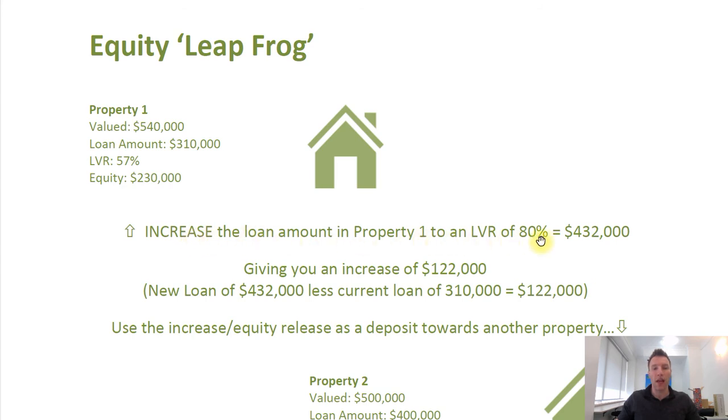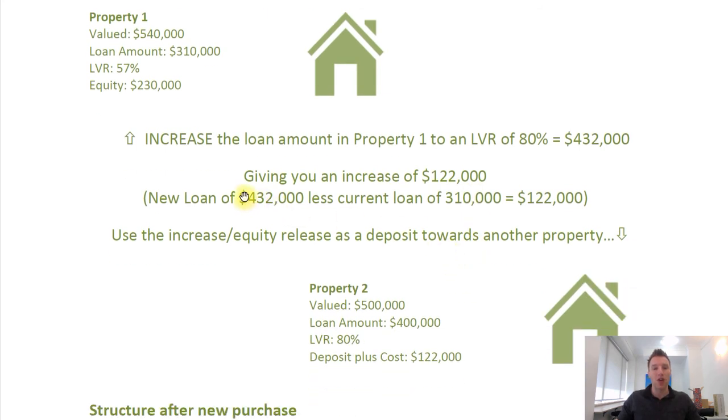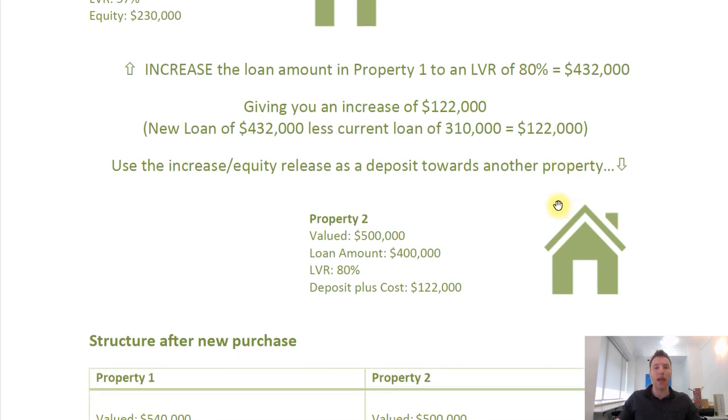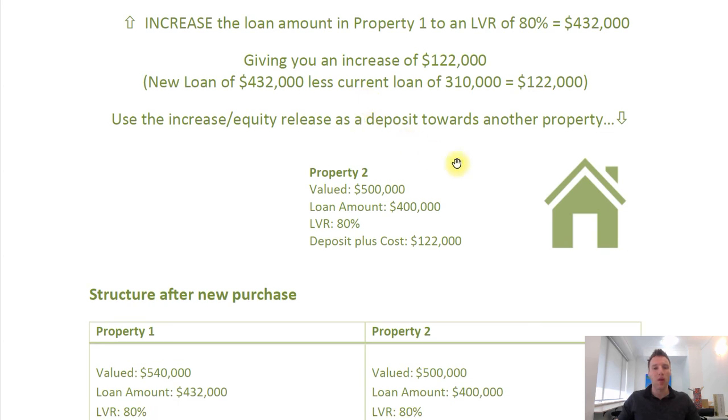If you then increase the loan to 80%, in this example we're using 80%, you've increased the loan to 432,000. That's up from your balance of 310,000. So that means now you have 122,000. So your current balance of 310 minus the new balance of 432 is 122. So now with the equity leapfrog, leapfrog's one term to use, but with the leapfrog technique, you can borrow that equity and then use that as a deposit for the purchase.